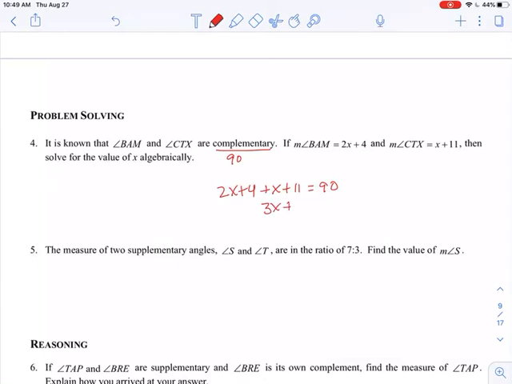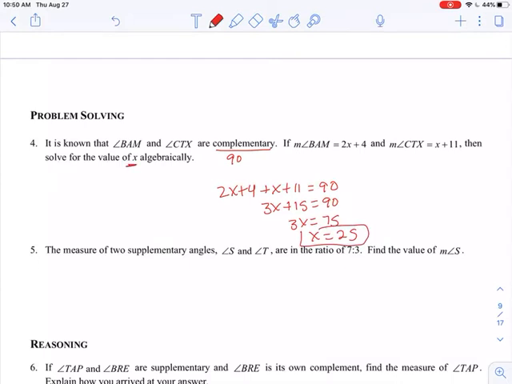So I'm going to add these together. I get 3x plus 15 equals 90. I subtract 15. 3x equals 75. Divided by 3, x is 25.